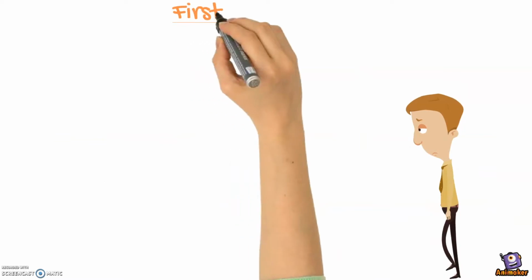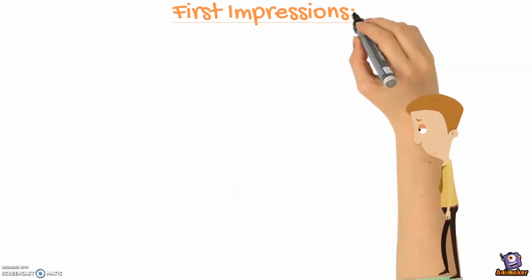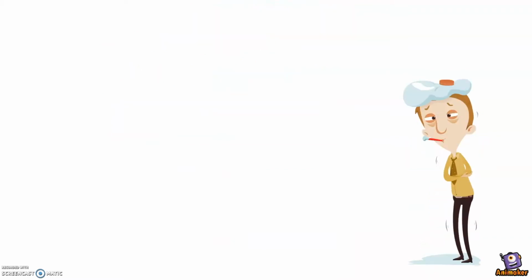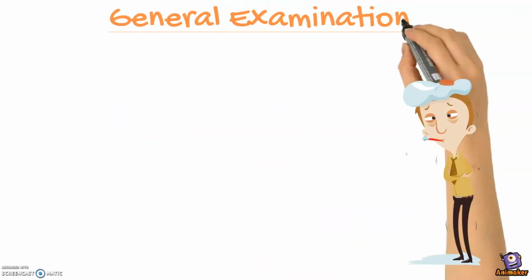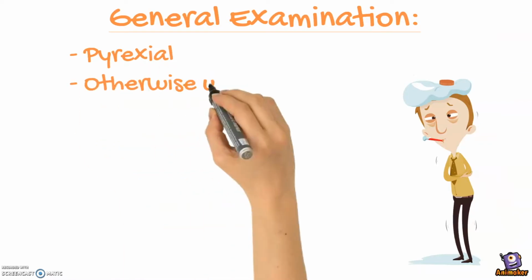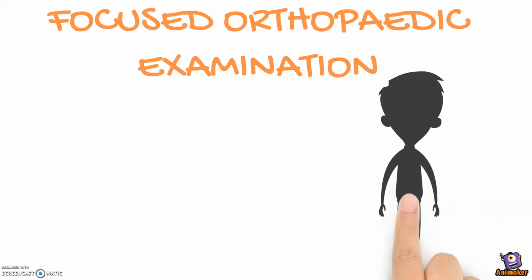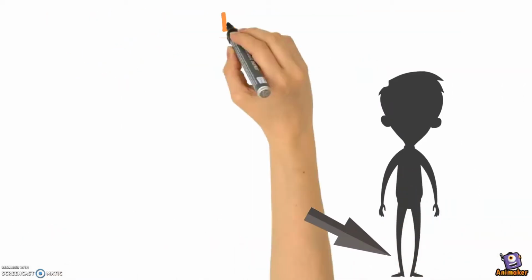An astute clinician, you noted that his gait was abnormal when he entered your rooms. He was avoiding putting weight on his right knee, and his gait was obviously antalgic. You perform a quick general examination, which reveals that AJ is pyrexial, with a temperature of 38 degrees Celsius, but is otherwise unremarkable. You focus your attention on his right knee.